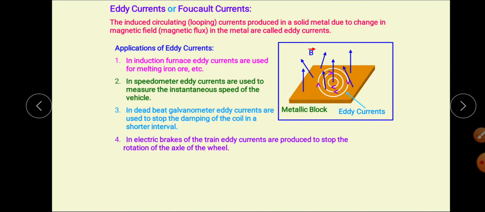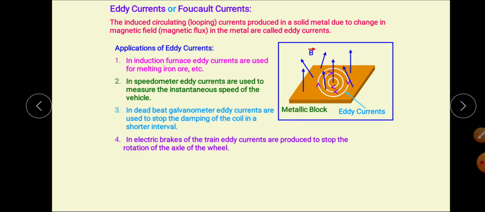So let us see the fourth application. In electric brakes of trains, eddy currents are used to stop the rotation of the axle of the wheel. So electric brakes, you might have seen. In disc brakes, you see many bikes and many cars have disc brakes coming. Those disc brakes work on the principle of eddy currents.